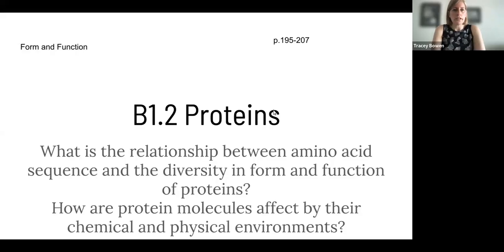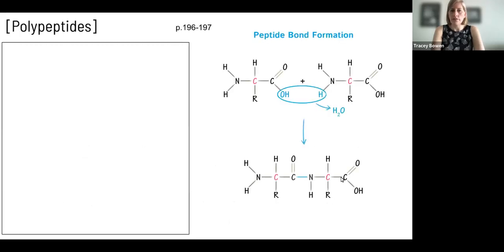Hey all, today we're going to be looking at B1.2, which is proteins, and we're going to be focused on the theme of form and function. So how does the structure affect its ability to do its job? The questions we're going to be thinking about are: what is the relationship between amino acid sequences and the diversity in form and function of proteins, and how are protein molecules affected by their chemical and physical environment?